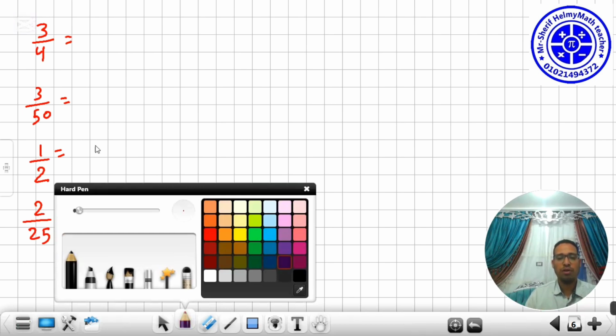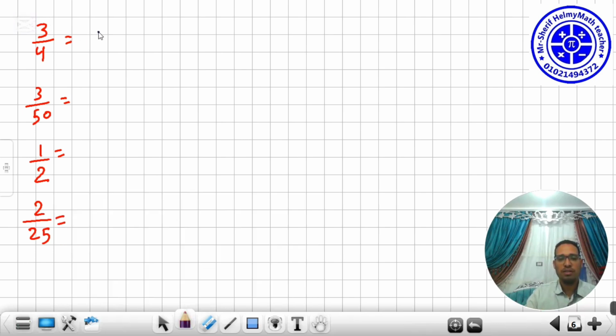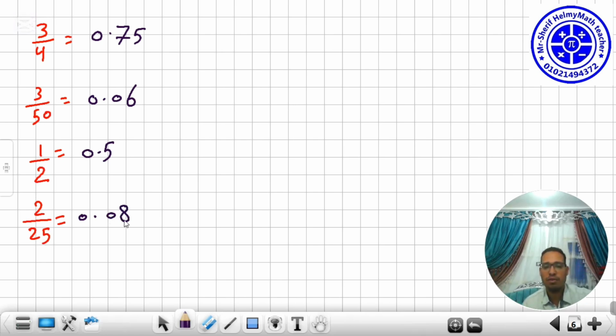Now check your answers. Here multiply 25, multiply 25. It will be 0.75, the final answer. Here will be 0.06, 0.5, 0.08. Because this will be 8 over 100, 5 over 10, 6 over 100, and 75 over 100.